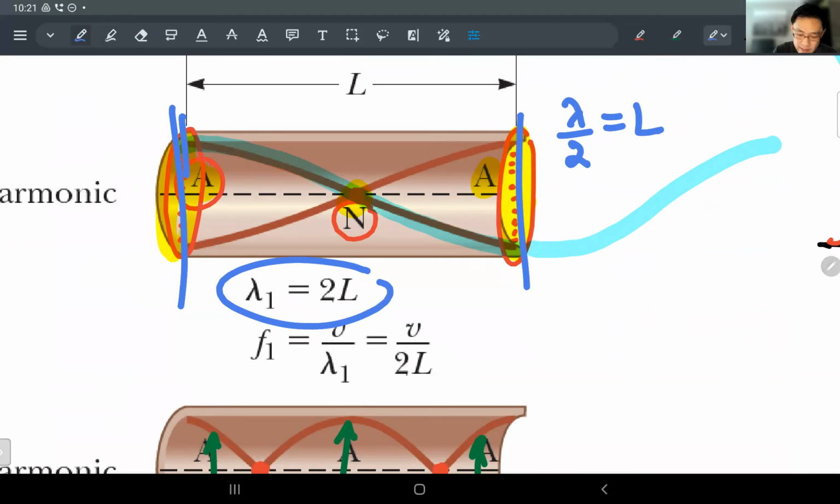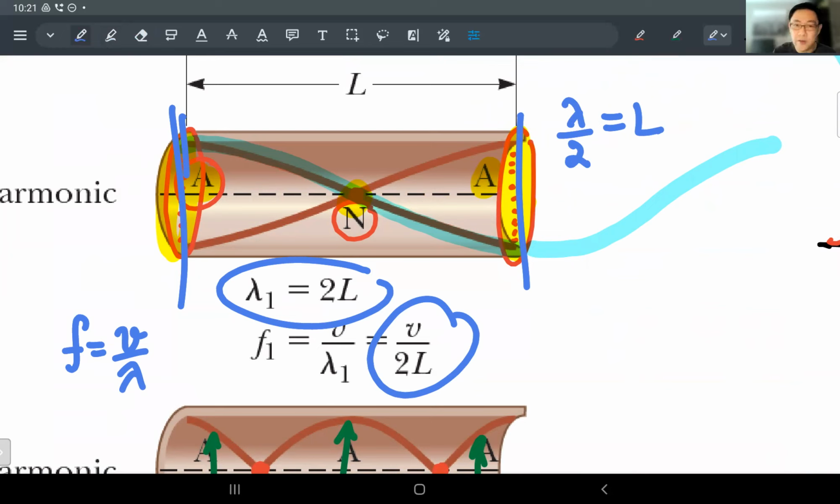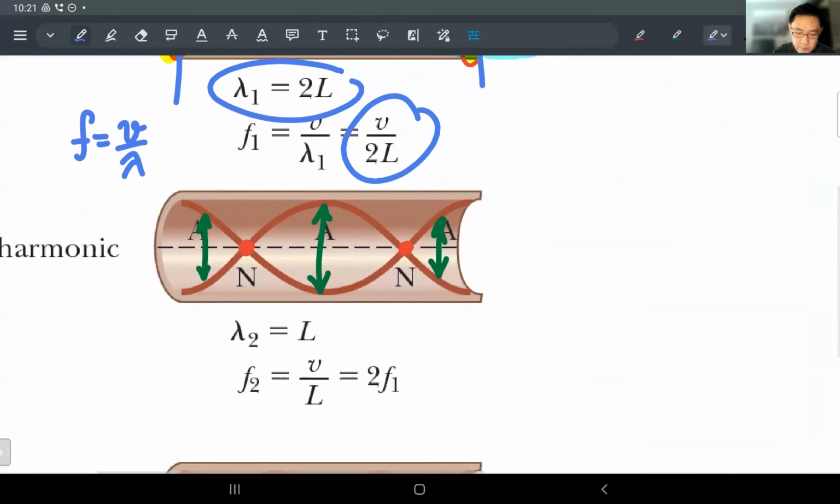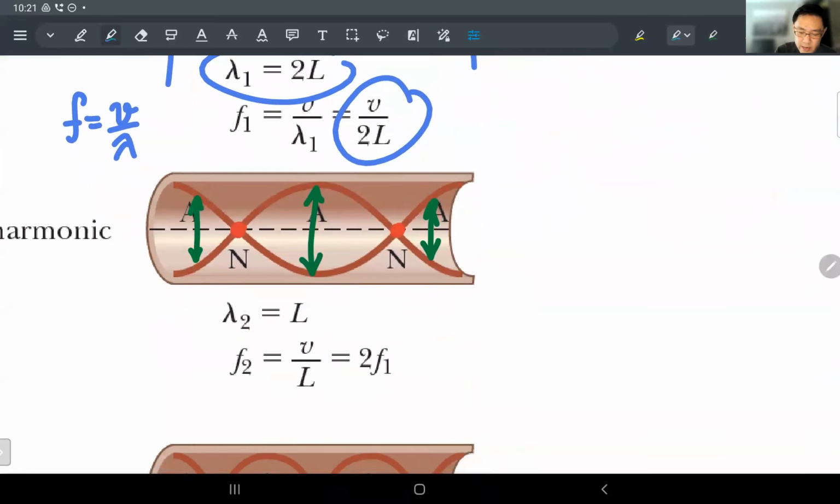Once you get the lambda, you can figure out the frequency by using a simple v equals f lambda, so f equals v over lambda. Take the lambda, which is 2L, plug it in there, and you can determine the frequency as well. So it depends on what you want to talk about. You can talk about the wavelength or the frequency. That is fine. Okay, now move on to the next. Here we go. All right, try to practice this one more time.